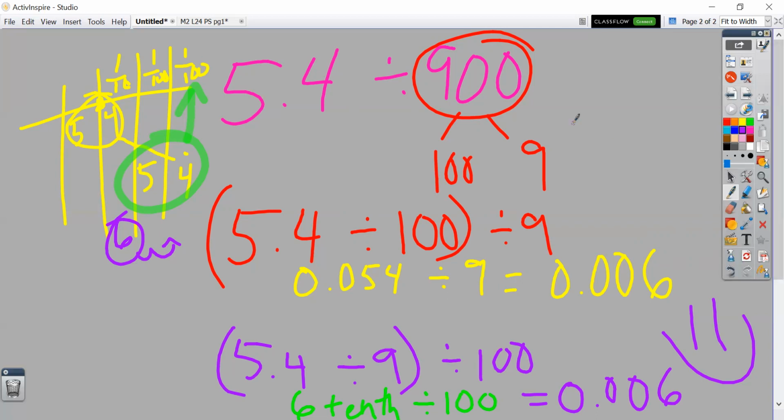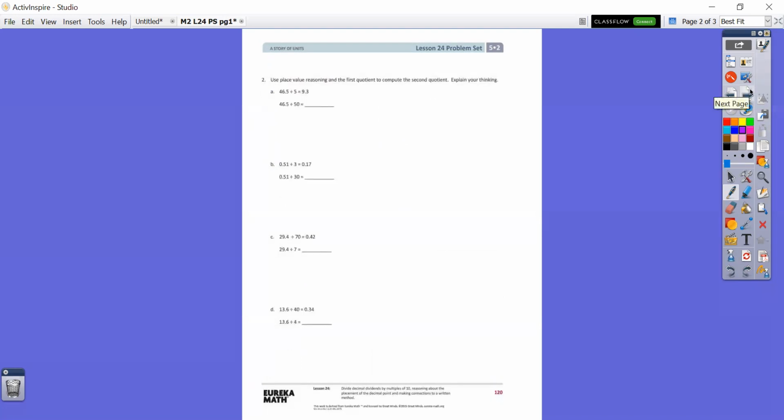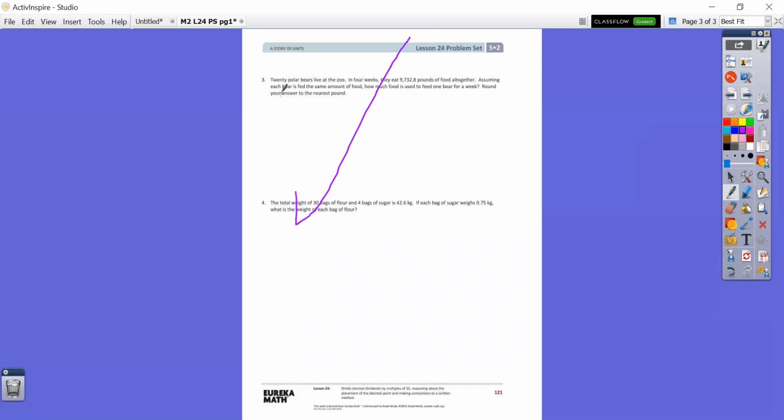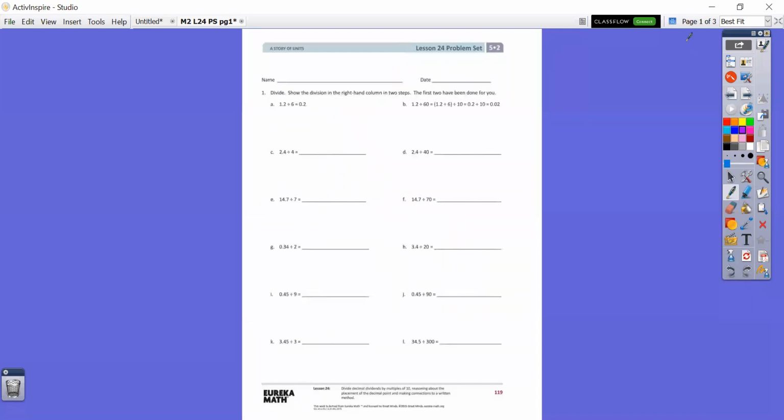So your problem set, let's just take a look at it together. It looks like quite a bit of problems, but it's the same kind of problem. You can see 2.4 divided by 4, and then it's 2.4 divided by 40. I'd like you to do both pages, the first 2 pages. You do not need to do the word problems today. We'll practice those later this week. So first 2 pages on the problem set, and then you go to your exit ticket.